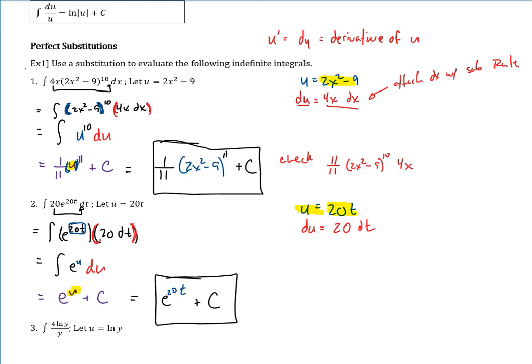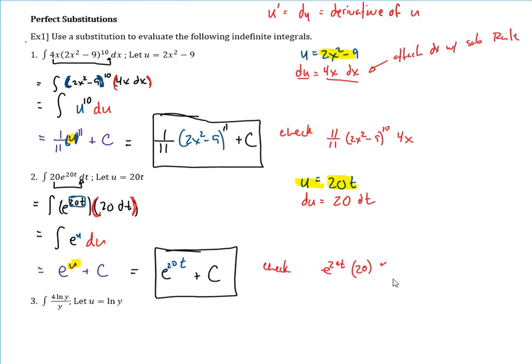Okay, and then like all antiderivative problems, you could do a quick check. Okay, so our check, the derivative of e to the 20t is itself times the derivative of the power. And then notice again, that matches what we have. It's just in a different order. So check, it's good to go. Okay, and then one more where we have this perfect substitution.